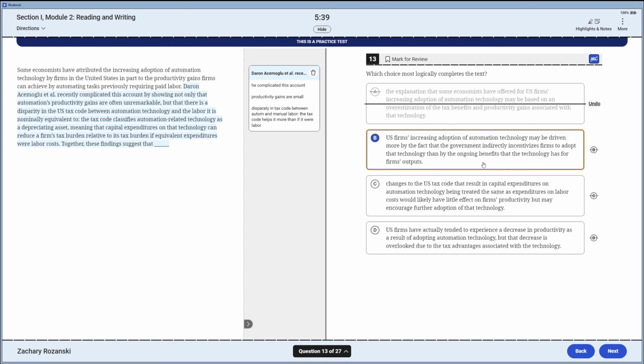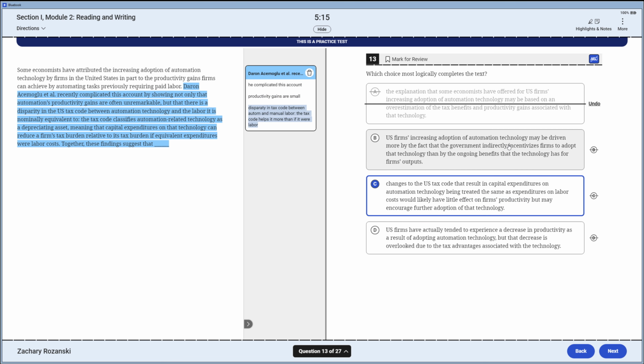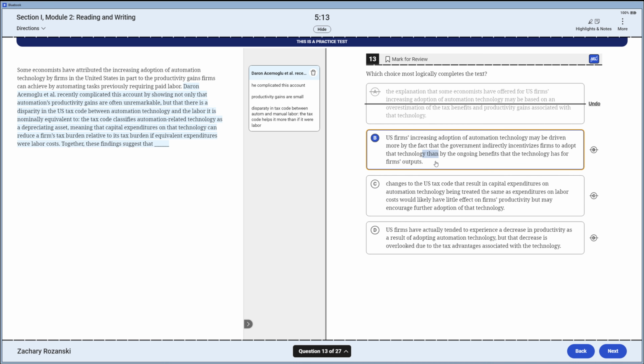I think that maps onto productivity. We'll keep reading. Changes to the U.S. tax that result in capital expenditures on automation technology being treated the same as capital expenditures on labor would likely have little effect. No, this is mingling the categories. I'm sure that this is a separate thing from this, right? That's why here it is separating the two. This is like mingling the two as if they affect each other.